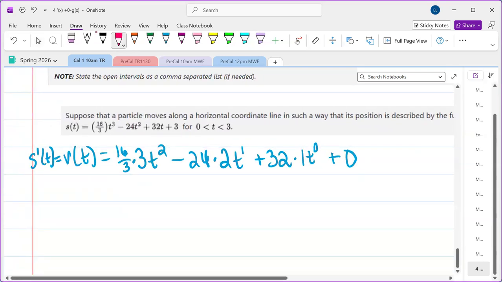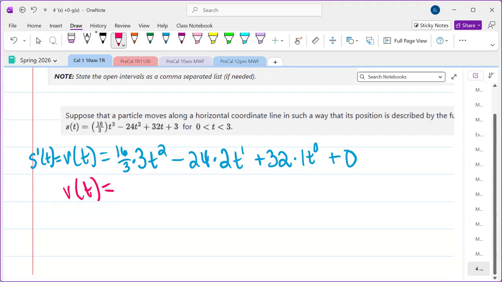Now let's simplify it a bit because we're going to have to play around with it. Here, the ugly 16 thirds we started with interacts nicely with that 3 that came down. So we have 16t squared, minus 24 times 2 is 48t, plus 32. So we have our velocity function.